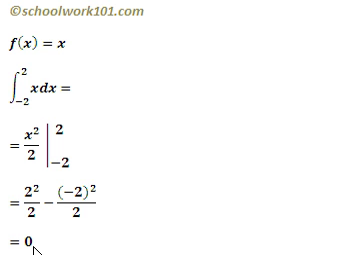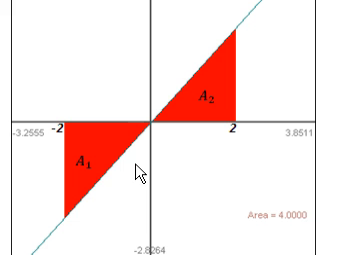Now, we can't have 0 area. How could this possibly be? I mean, look at this picture. Something's going on here if we've got 0 area. I've clearly got these two shaded regions right here.